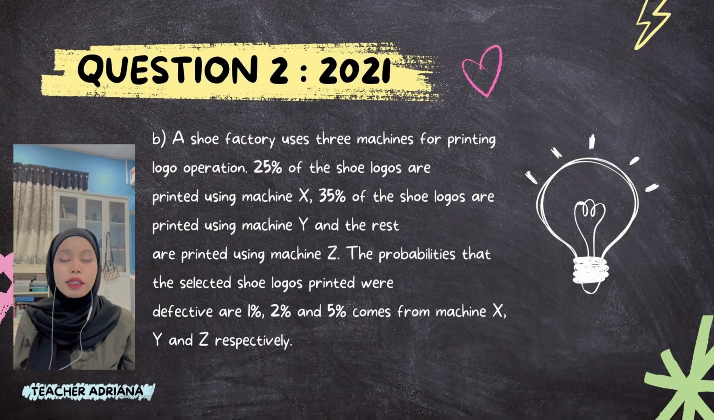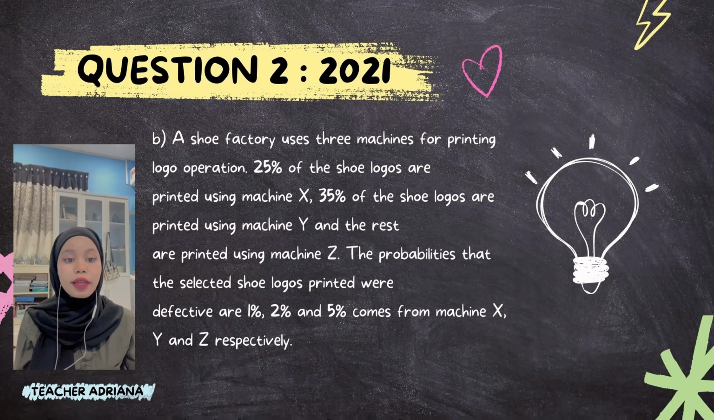In the next question, they say a shoe factory used 3 machines for printing logo operations. 25% of the shoe logos are printed using machine X. 35% of the shoe logos are printed using machine Y, and the rest are printed using machine Z. The probabilities that the selected shoe logos printed were defective are 1%, 2%, and 5% from machines X, Y, and Z respectively.